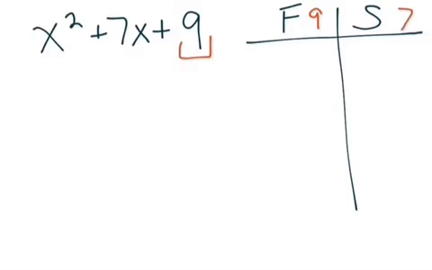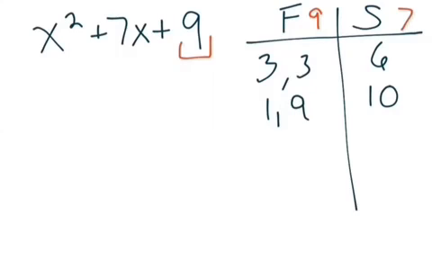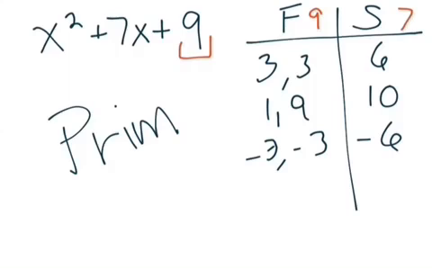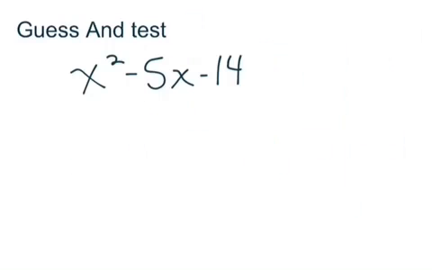Let's think about our factors of 9. You could have 3 times 3, that sums to 6. You could have 1 times 9, sums to 10. You know, you could make all those negative, but you're never going to get to 7, right? You're never going to get there. So if you think about all the factors of the number and it's just not possible, then you say that the trinomial is prime.